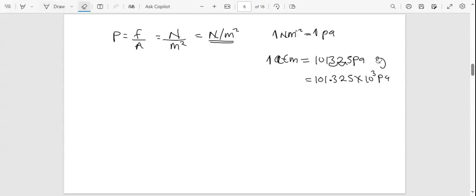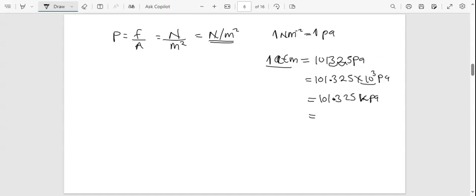So now, wherever there is 10 to the power 3, that's a kilo, right? So I'll say 101.325, then wherever there is this, I'll put a kilo. So that will be a kilopascal. So when you are told to express in kilopascal, just divide by 1000. The kilo is 1000. So from there, we can say 1 ATM is equal to everything I'm writing here. Hope that is clear.